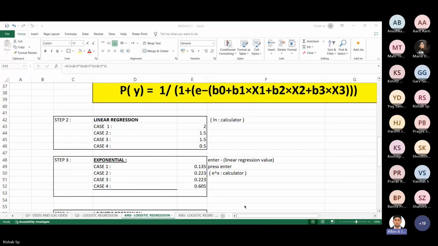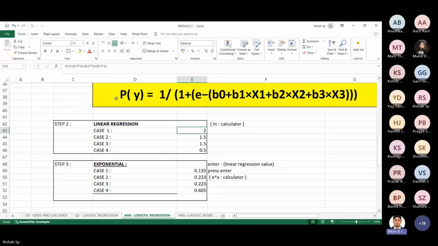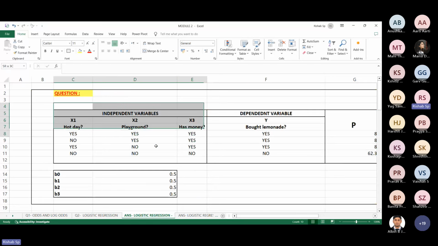Hi Rishabh. Hello. Oh yeah, Albin. Can you just show the question, how this particular question would come in the exam? The text part. Which one, Albin? The question part of this one. The problem which you're solving right now. Can you show that? This one, right?